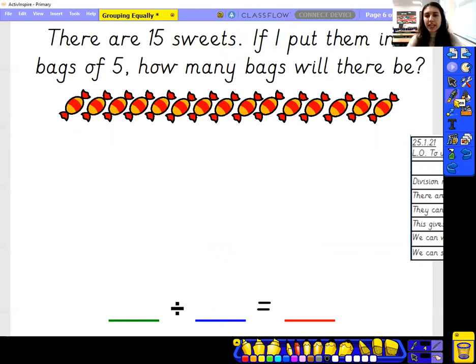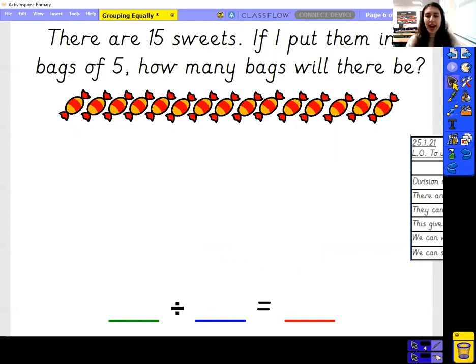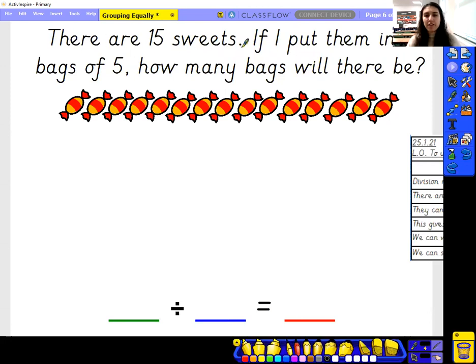So there are 15 sweets. If I put them into bags of 5, how many will there be? Well, what we're saying is that there are 15 sweets. So that's the number that we're starting with. I'm starting with 15 sweets, and I'm putting them into bags of or groups of 5. So let's do that. 15 divided into groups of 5 equals how many bags will there be?